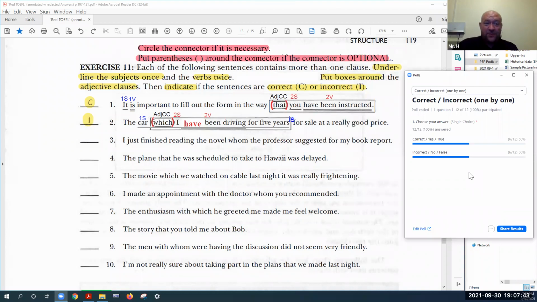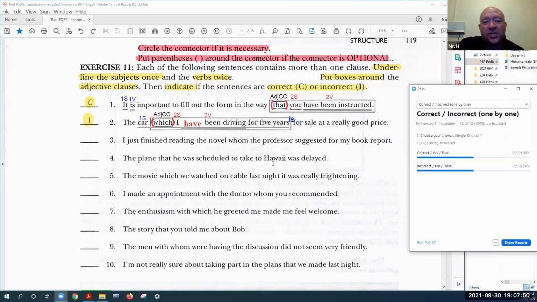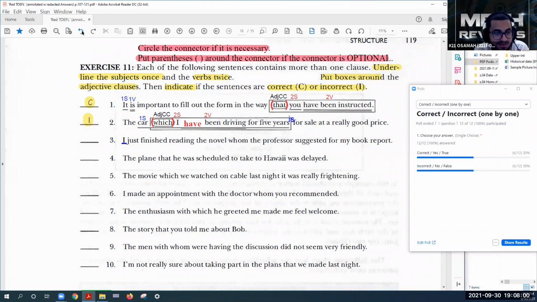50-50. 6 people say it's correct. Six say it's incorrect. Osama, I want you to tell me subjects and verbs. Subject is I. First subject, right? Yes, first subject. And first verb, finished. Good. And I think I put it incorrect because we can't use whom here. I think it's better to put which.